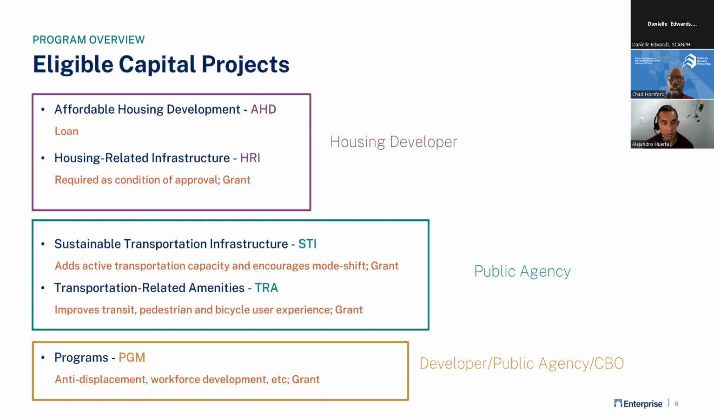And then the last item we have are the program elements. And within the AHSC program, you'll see that AHSC will fund operating expenses for up to 3 years of programming, up to $600,000.